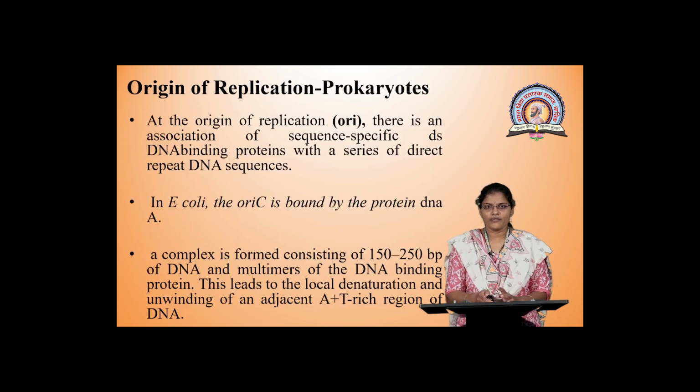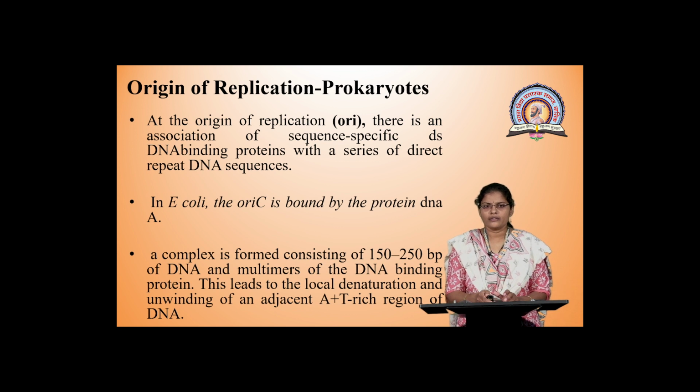Now we will see the origin of replication in prokaryotes. The origin of replication we call ori. There is an association of sequence-specific double-stranded DNA binding proteins with a series of direct repeat DNA sequences. So at the origin of replication, there are some sequence-specific proteins that go and bind to the DNA replicating point, the origin of replication.